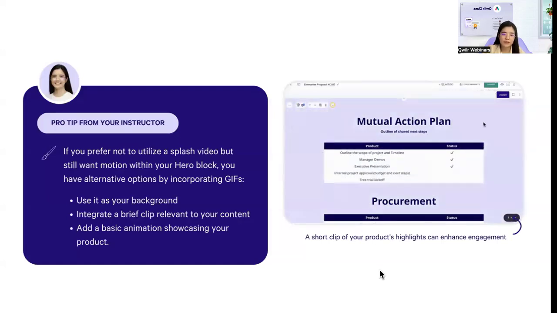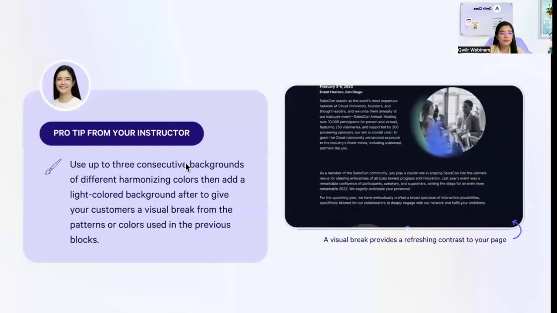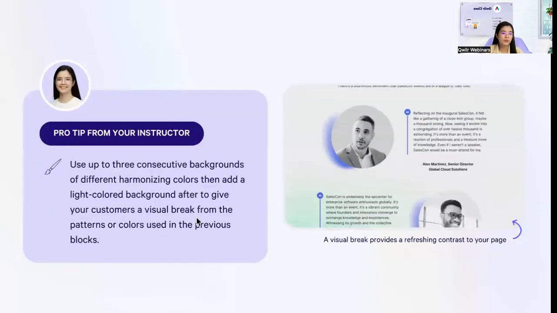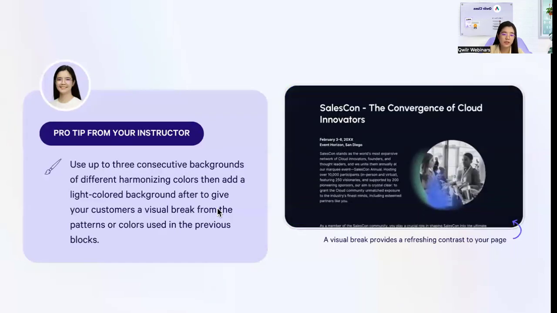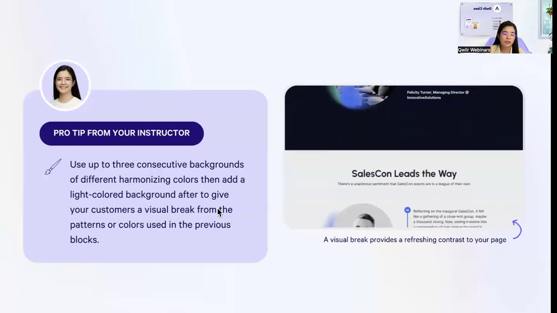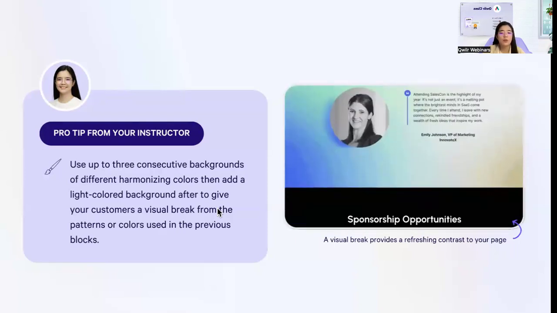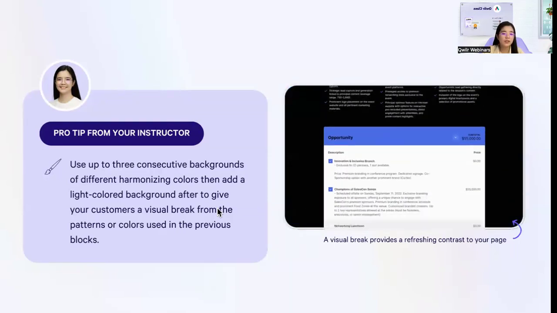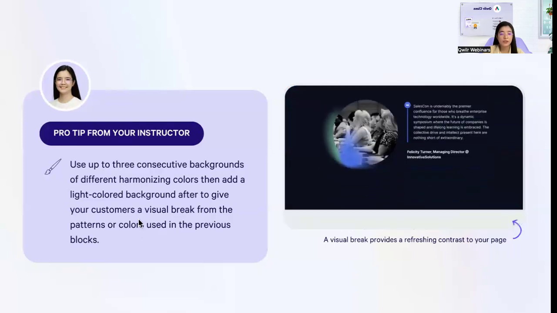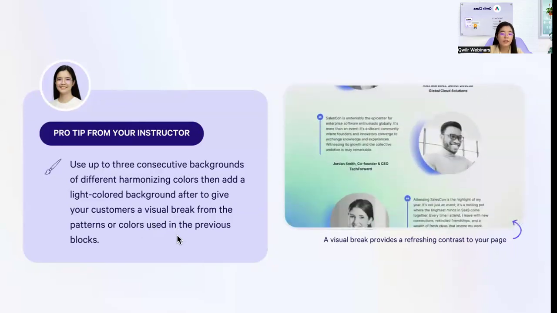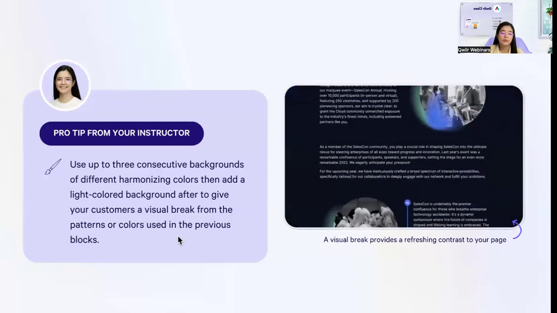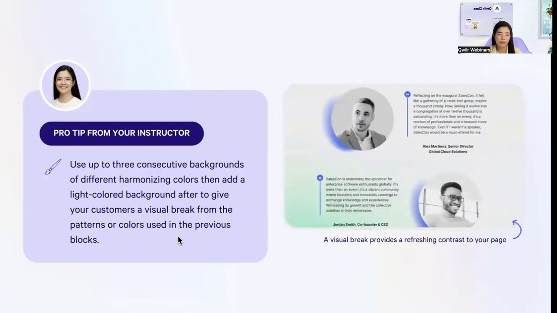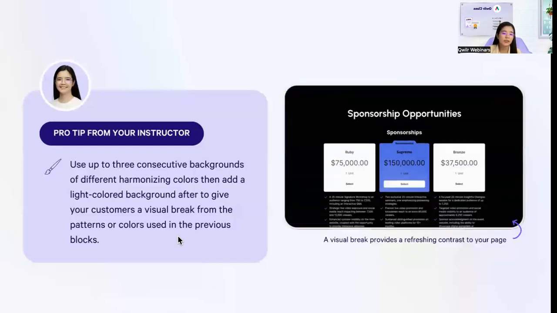Okay, next, tip number 3. So use up to 3 consecutive backgrounds of different harmonizing colors, then add a light background color after. So why is that? So it's because this is to give your customers a visual break from the patterns or colors used in the previous block. So a visual break provides a refreshing contrast to your page. But this one depends on your branding.